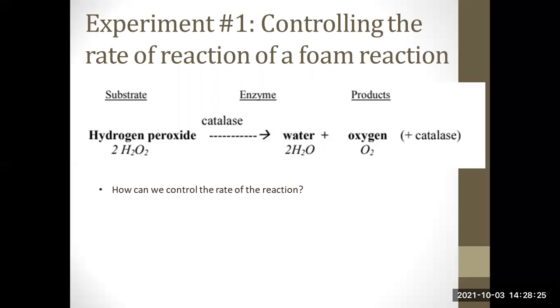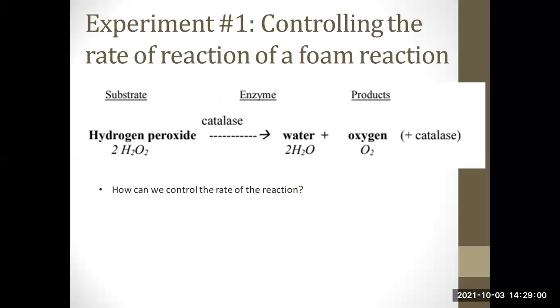So adding catalase provides an alternate pathway with a lower activation energy required, and so the reaction happens at a much faster pace. So how can we control the rate of the reaction? By adding this catalase and by changing its concentration. And the catalase can be found in yeast, which is what we will be using today. We will be changing the concentration of catalyst to see how it affects the rate of reaction.